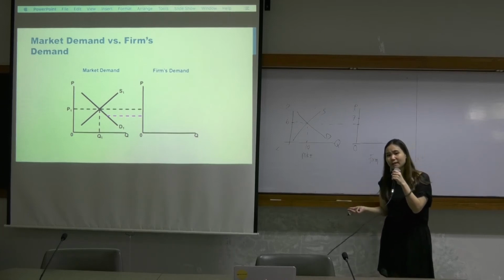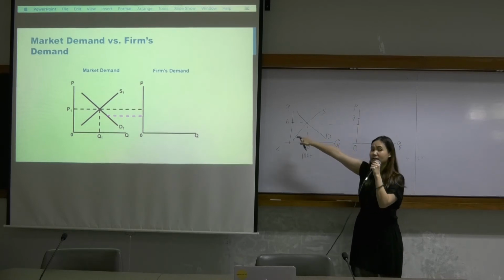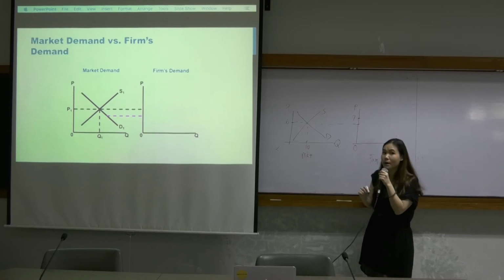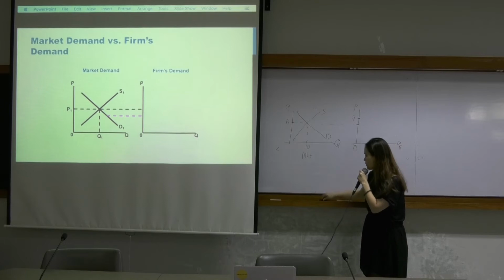Because this is a perfectly competitive market. It means that everyone else sells it at $6. So if I sell it at $7, nobody will buy from me. Okay? Nobody will buy from me.